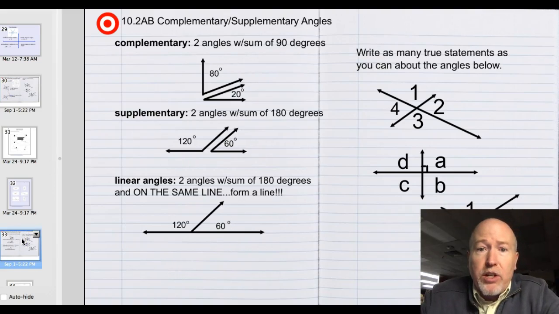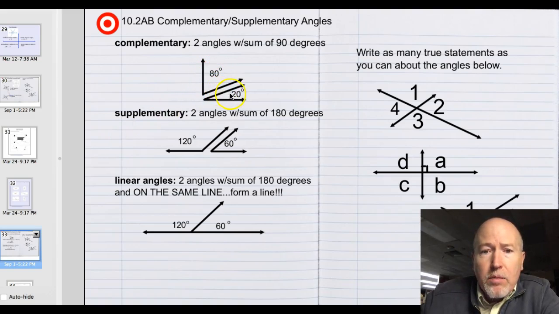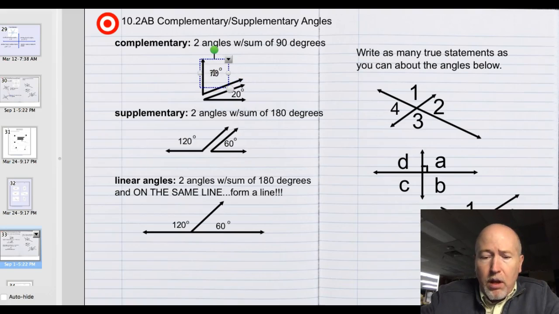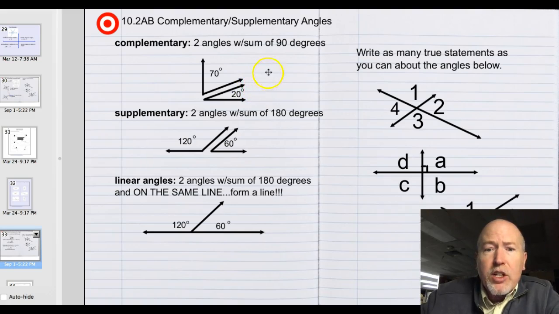Next, you need to understand complementary and supplementary angles. Two angles are complementary when they add up to be 90 degrees. Check these two out. 80 plus 20. What? They're not. Those don't add up to be 90. Something's wrong with my system here. How about 70 and 20? Does that add up to be 90? Good. These two are complementary angles. They add up to be 90 degrees. They don't need to touch one another. They just need to add up to be 90 degrees.